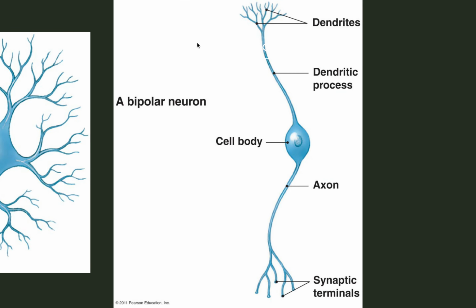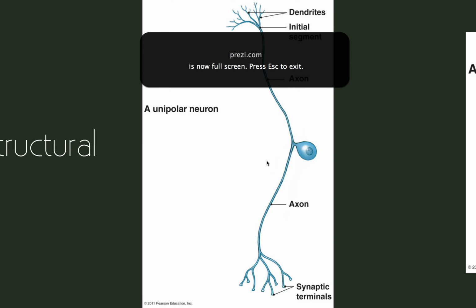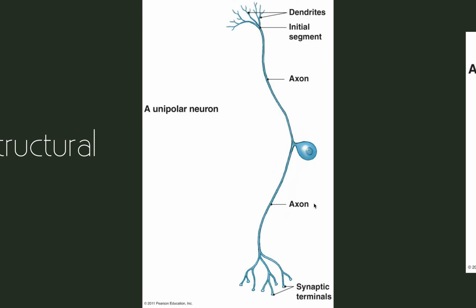Bipolar neuron, it has one dendrite and one axon, and these are used to relay information, for example in the eyes. And then this one here, where the cell body is off to the side, is called a unipolar neuron. And you can see the dendrite and the axon are continuous. These would also be sensory neurons, which don't integrate or process any information and just relay information to the central nervous system.